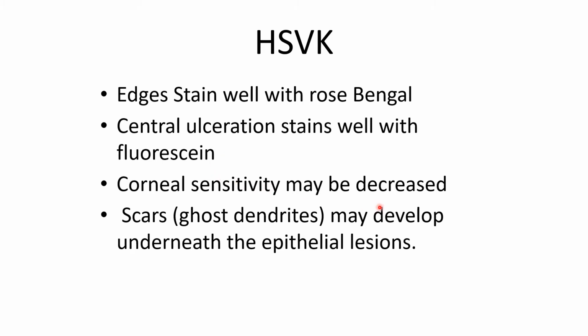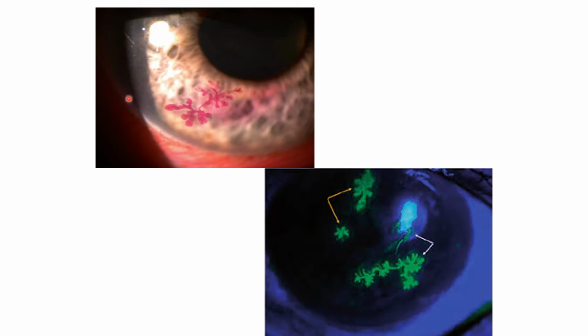Corneal sensitivity may be reduced in these cases, and in healed cases you can see ghost dendrites or a scar beneath the epithelial lesion. In this picture you can see the staining of the ulcer with rose bengal. This is a red color, and this is the staining of the ulcer with fluorescein. Rose bengal will stain the edges of the ulcer, and fluorescein will stain the bed of the ulcer. And in this picture you can also appreciate the blue filter which is used in slit lamp examination when we apply the fluorescein.